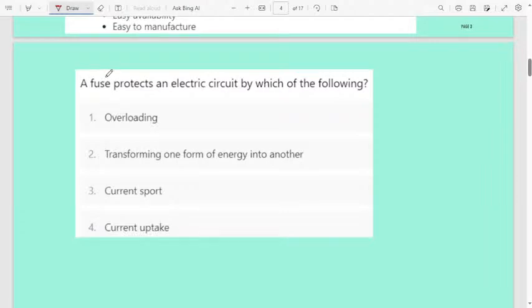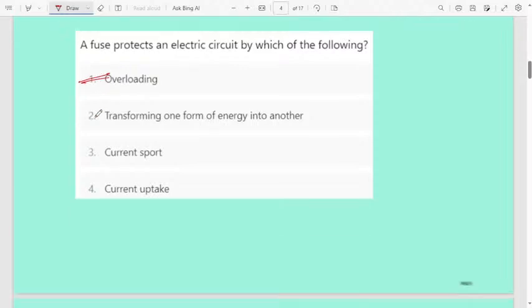Very important question. One more question here. A fuse protects an electric circuit by which of the following? Otherwise, what is the use of the fuse? First option, overloading. Second one, transforming one form of energy into another. Third one, current spot. Fourth one, current update. The correct answer for this question is fuse. It will protect the electric circuit from overloading. That one is very important.